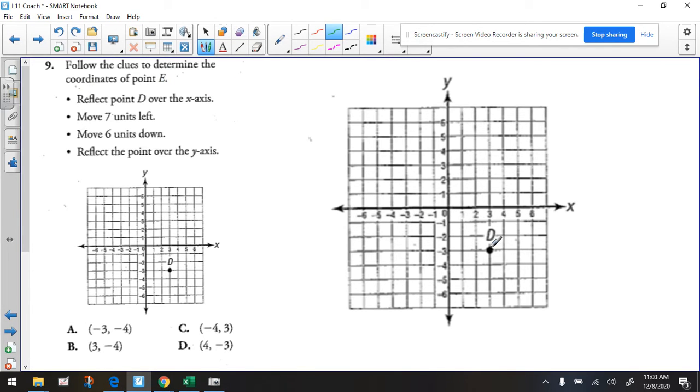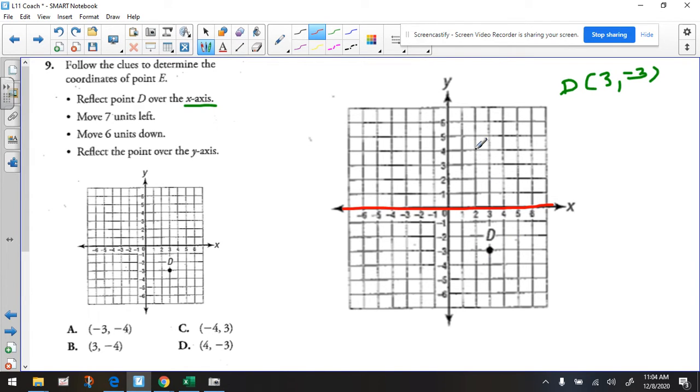So if we think about the ordered pair for point D, I'm just going to write it over here. The ordered pair for that is, we're going to go over 3 and then down 3. So it's a positive 3 and then a negative 3. Now remember, if we're reflecting over the x-axis, let me trace that in red, is right here. That has to be on the other side of that red line. So it's over here. We've got to put it over here somewhere.